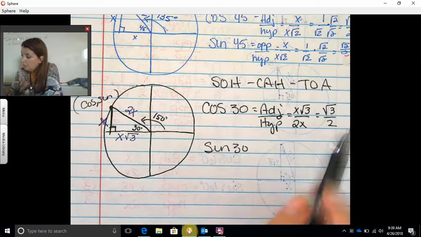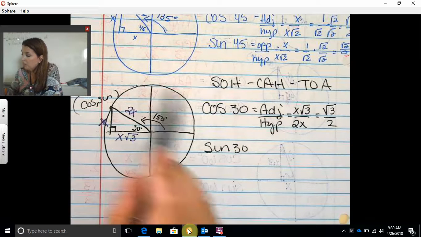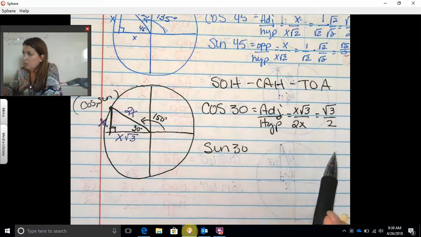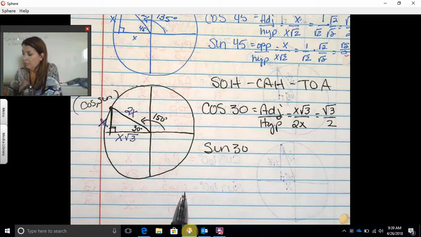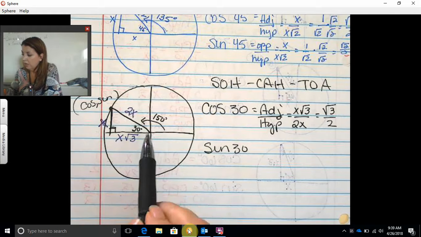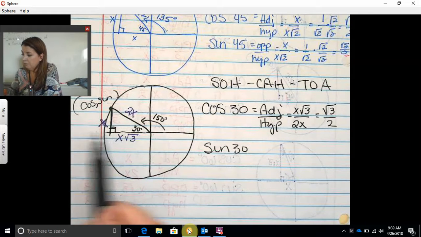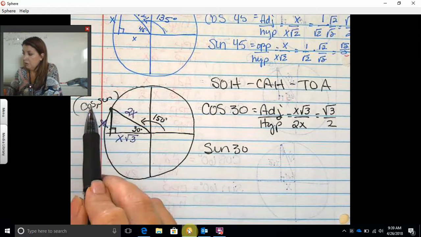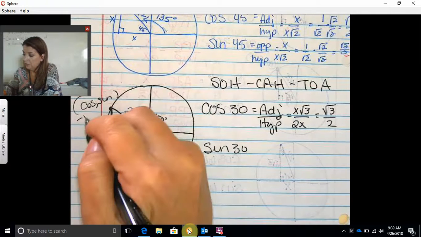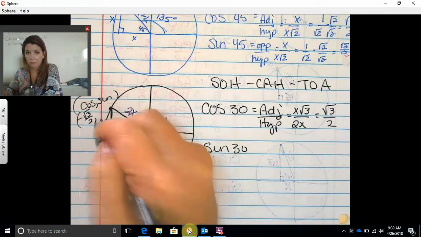Okay. Remember, they're all going to come out positive. But on the unit circle, everything's not positive. If you're in the second quadrant, are these x values positive or negative? Negative. So your cosine, that's your x value, is going to be negative square root of 3 over 2.